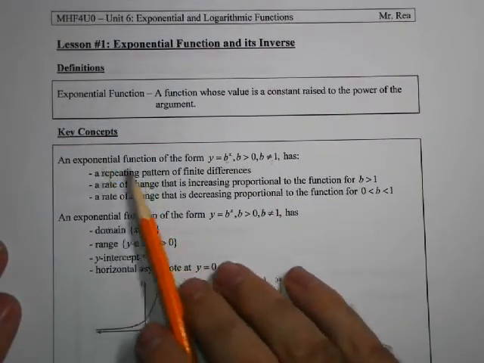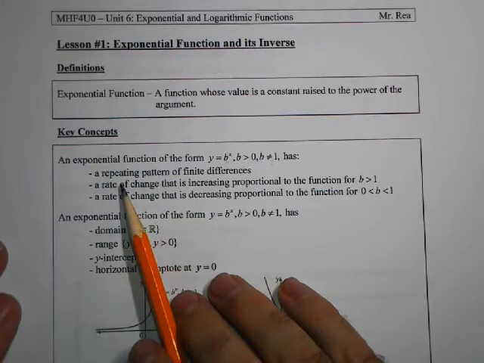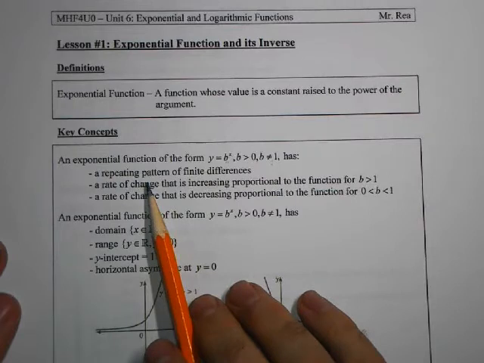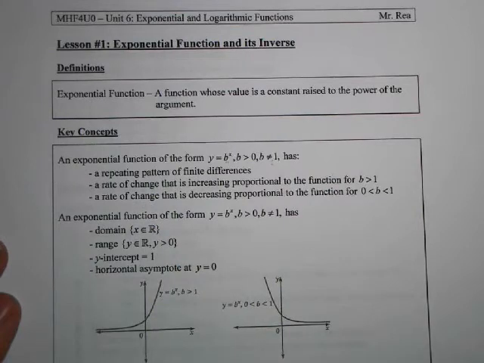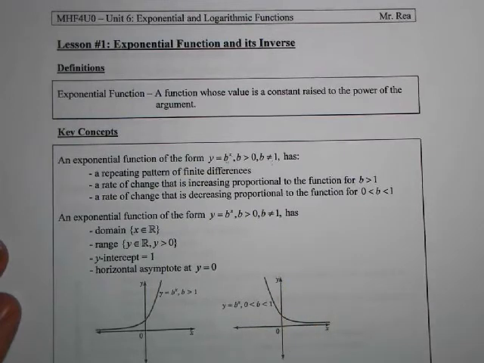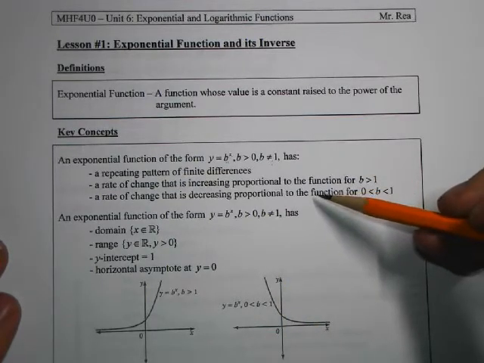Now, another characteristic of exponential functions is if you did a table of values, you will have a ratio. If you looked at the ratio of one y value compared to its previous y value in the table, it will be a constant. So it's not first and second differences, it's the ratio. Okay, we'll see that in an example.